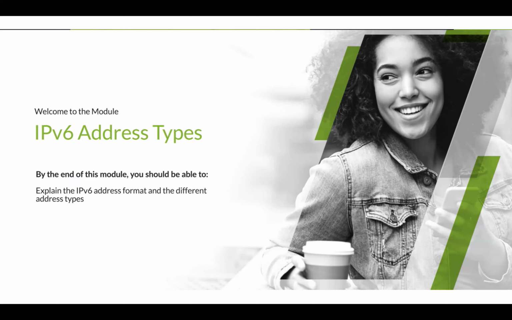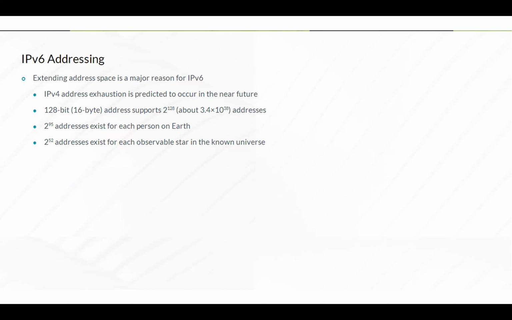IPv6 address types. There are multiple address types in IPv6: public unicast or global unicast address, private address, multicast address, link-local address. Multiple address types are available in IPv6.